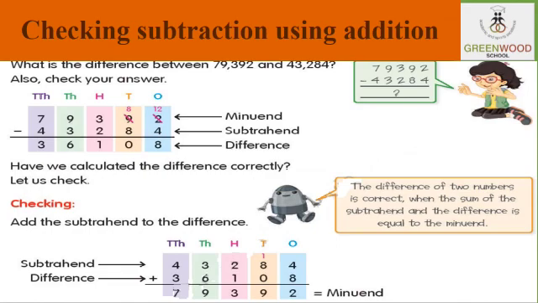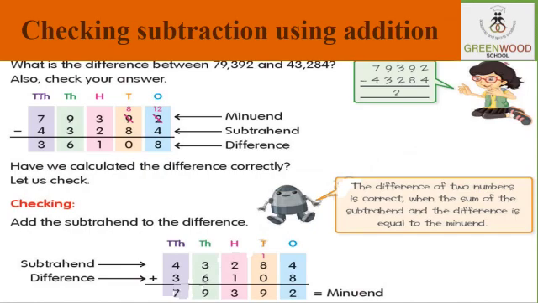Subtract the tens, that is 8 minus 8 is equal to 0. Then subtract the hundreds. 3 minus 2 equals to 1. Subtract the thousand place. 9 minus 3 equals to 6. Subtract the 10,000 place. 7 minus 4 is equal to 3. Have we calculated the difference correctly? How do we know? Let us check.